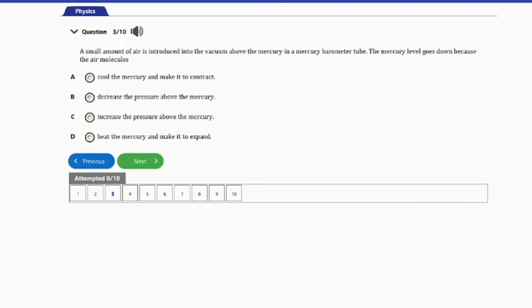It says, a small amount of air is introduced into the vacuum above the mercury in a mercury barometer tube. The mercury level goes down because the air molecules A, cool the mercury and make it contract, B, decrease the pressure above the mercury, C, increase the pressure above the mercury, D, heat the mercury and make it expand. So guys, the answer to this question is option C, increase the pressure above the mercury. So let's go ahead and consider the next question.